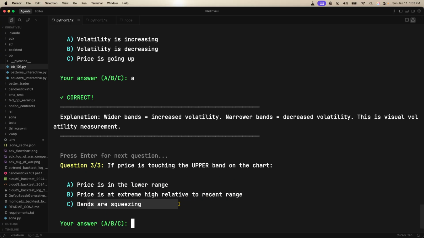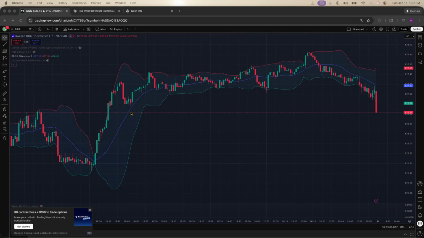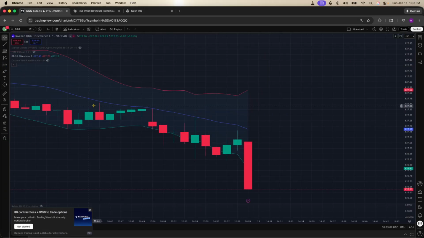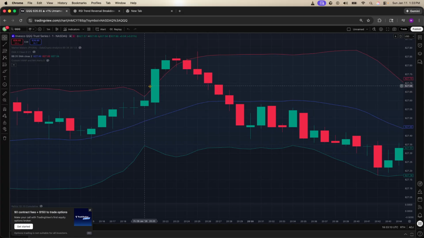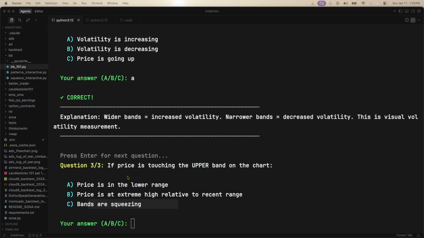The bands are squeezing. So the price is doing what? It's touching the upper bands, right? So when the price is touching the upper bands, as it's doing right here, what this is letting me know is that we're in overbought territory. FOMO is setting in. Individuals want to get into QQQ before it drops a little bit. So it's not the lower range. When it's in the upper bands, it's overbought.